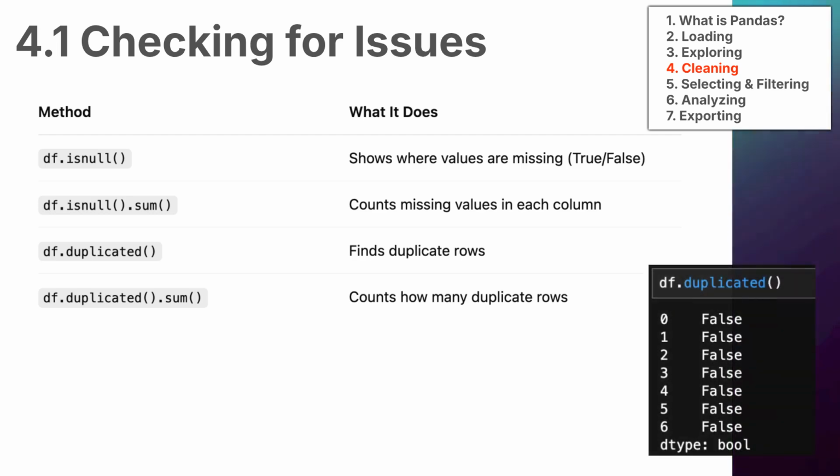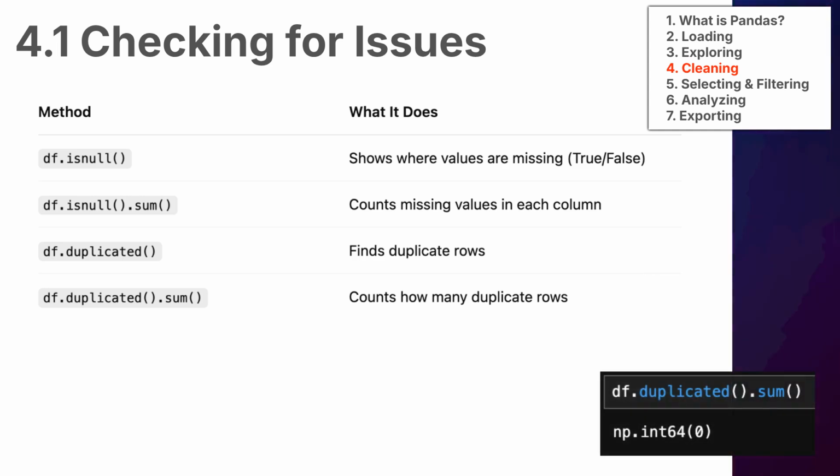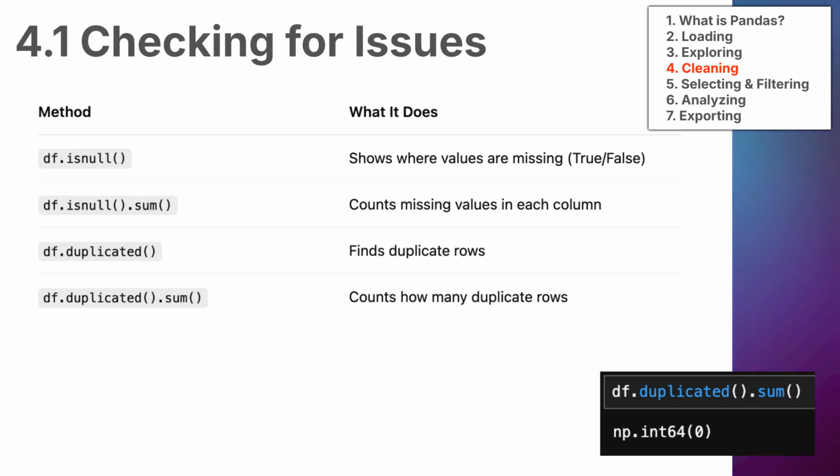Next, duplicated. It checks for duplicate rows, rows that are exactly the same as the previous one. A true means that this row is a duplicate. In this case, there are no duplicates. Next, duplicated and sum. It tells you how many duplicate rows there are. It says no duplicated rows.